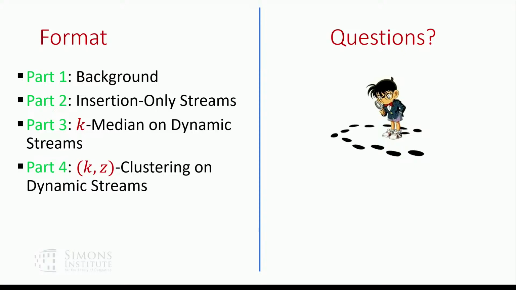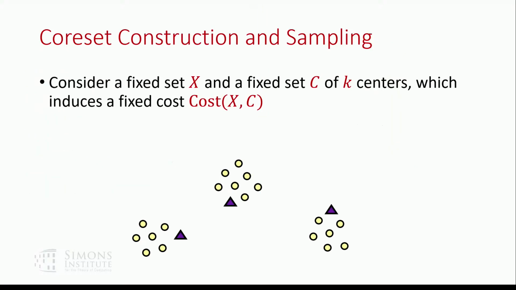All right, so if there are no more questions, then we'll talk about coreset constructions and sampling. And this is something that Piotr alluded to yesterday. He said that if you've seen importance sampling, this is all pretty standard. And well, here's importance sampling.